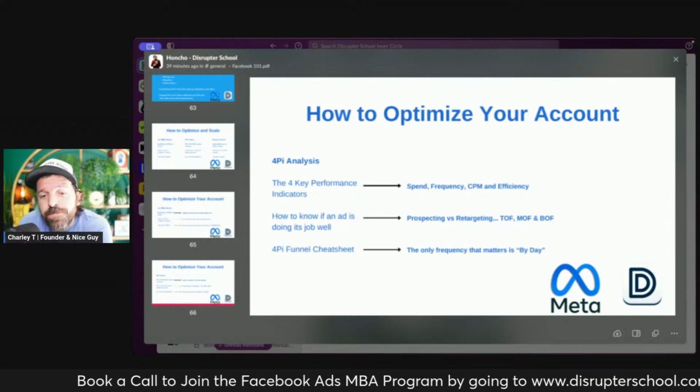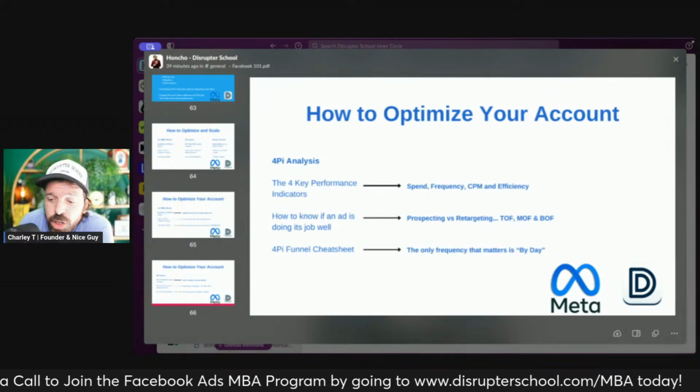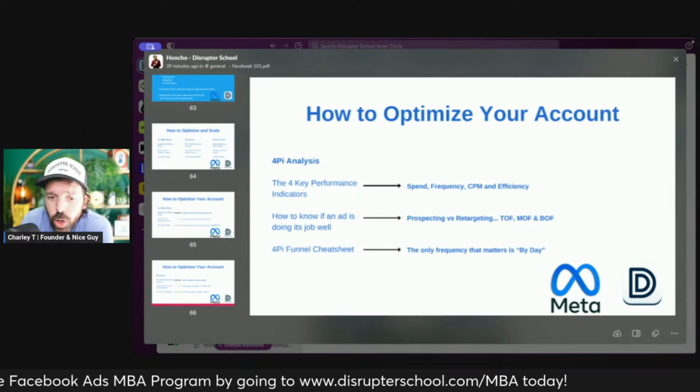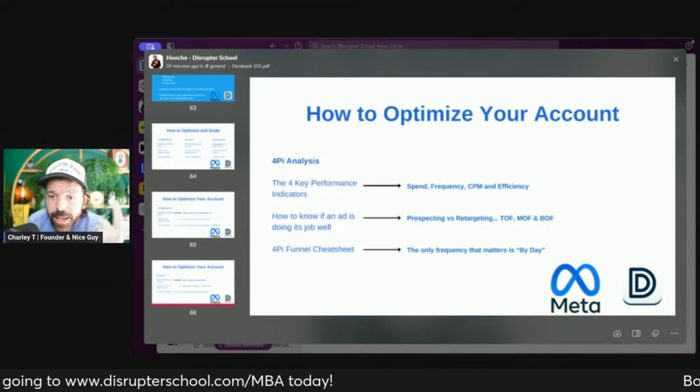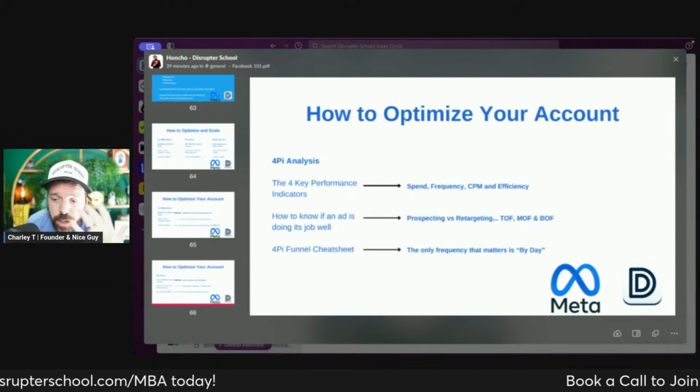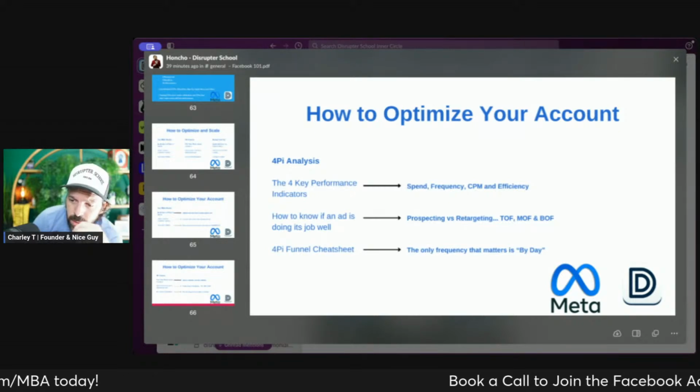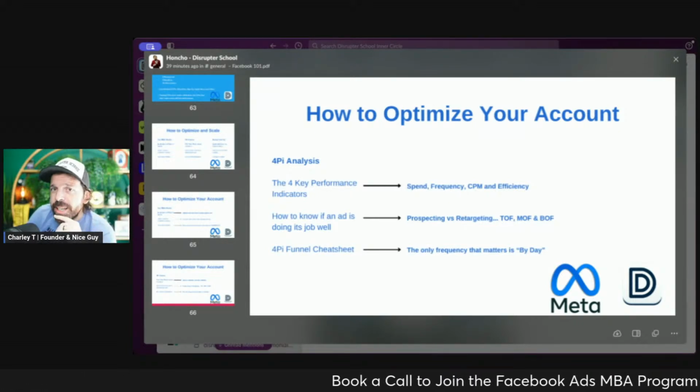here's how this works. How do you know if an ad is doing its job well? Remember, we talked about, well, I want to have good winning ads. Okay, great. Is your ad a prospecting ad or retargeting ad? Is it top of funnel, mid funnel, bottom funnel? Okay. Here's how they work together.